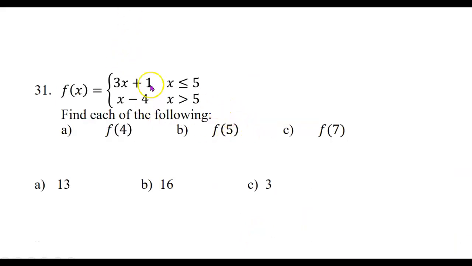For f of 5, well, that is still less than or equal to 5, so we're still doing this. 3 times 5 plus 1 gives us 16. For f of 7, 7 is greater than 5, so now we are doing this. 7 minus 4 is 3.